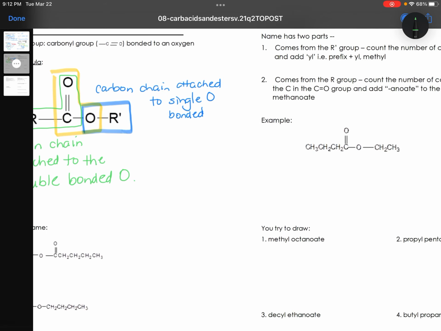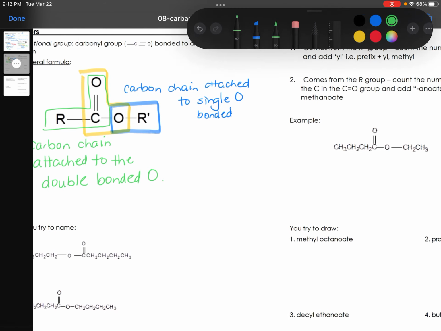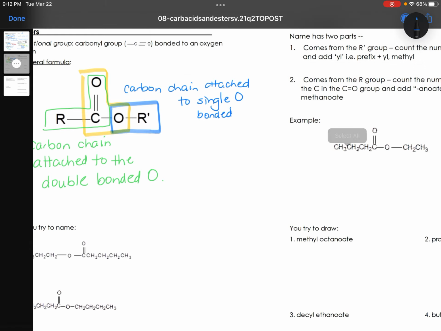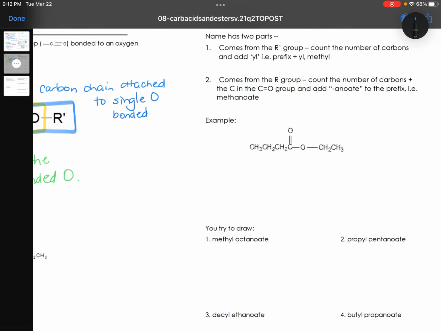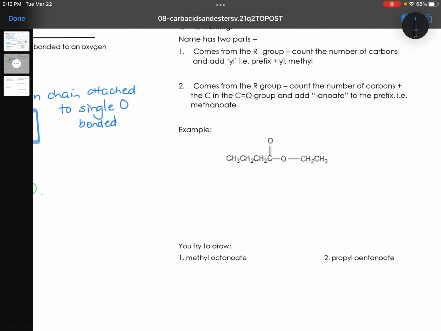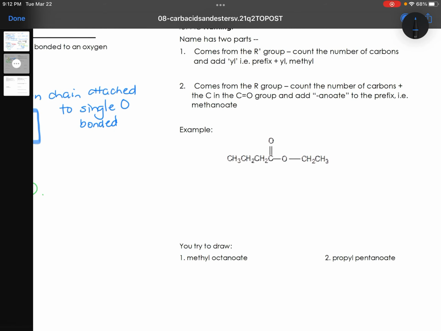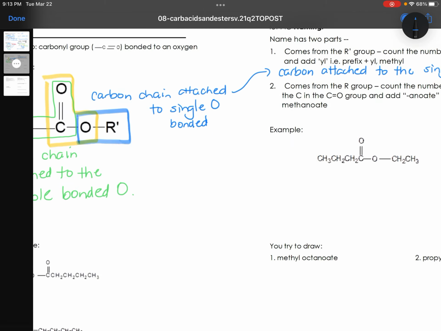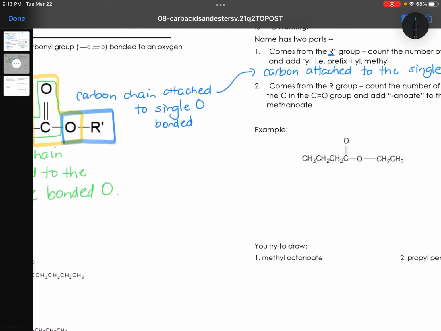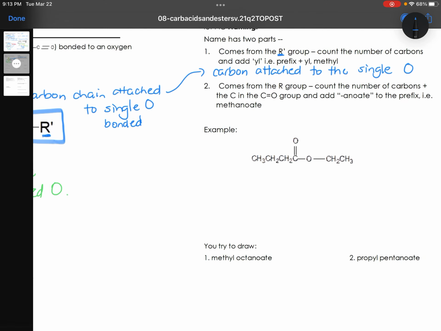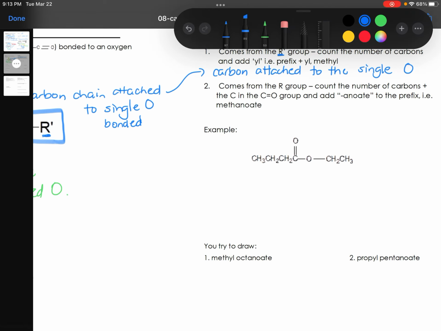Okay, so I'm going to use my same color scheme over here. So when you have the first part of the name, it comes from the R prime group. If you would rather, it's this one here, the carbon attached to the single O. It says R prime here, however long it is. So you count the number of carbons, and the ending we're going to use for that is YL.